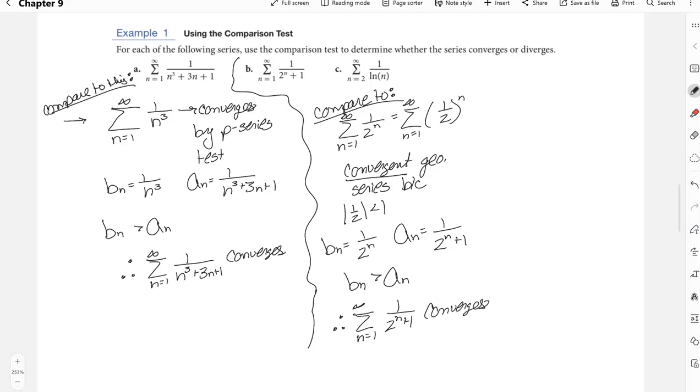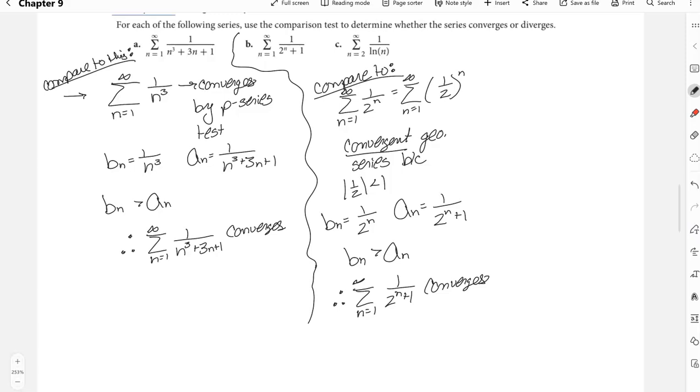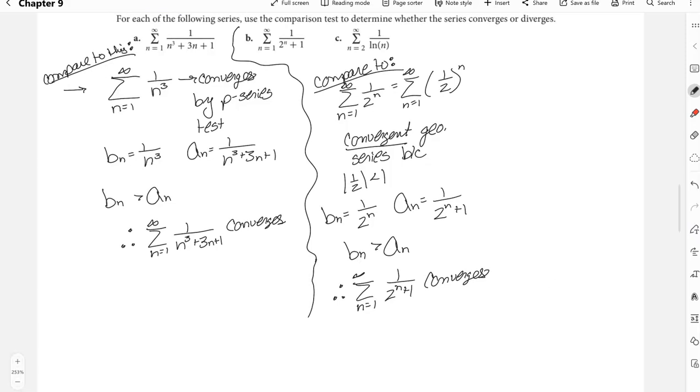Now notice in both of these cases, we could quickly identify what we want to compare to really by stripping off all that extra stuff. The first one was 1 over n cubed plus 3n plus 1. So I've got stuff added to that n cubed in the denominator. If I were just to look at 1 over n cubed, that's my comparison. Same thing with the other one. We have 1 over 2 to the n plus 1. If we get rid of the plus 1 in the denominator, then that shows me what I'm comparing to. That third one is a little bit harder. So we're looking at the sum from n equals 2 to infinity of 1 over ln of n.